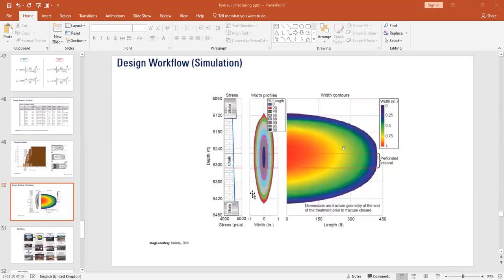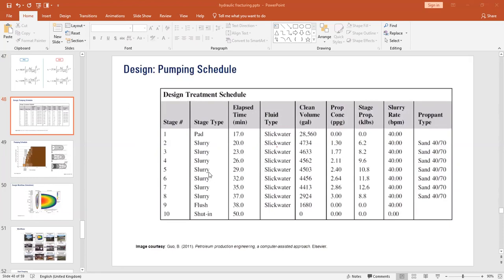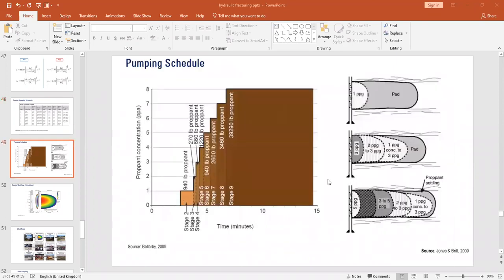All right. So from there now, you realize that when you look at the pumping schedule, there are different stages of slurry. And if you come here, you realize that they have different proppant concentration.